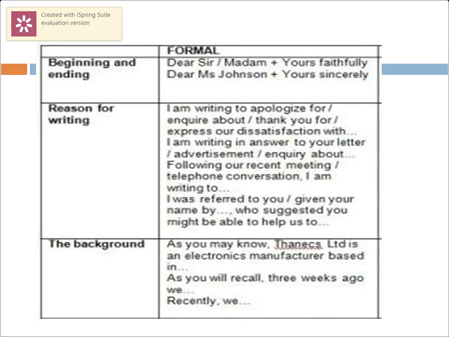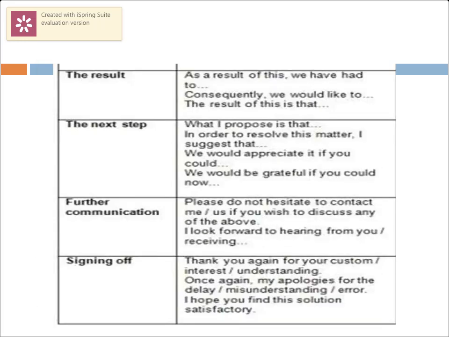And then in any formal letter, we give the background to the letter. So you can use phrases like as you may know, or as you will recall, or recently. Phrases such as these will help us to put in the background. Then we can also use other phrases like as a result of this, or consequently. And we can also talk about future steps like what I propose is, we would appreciate it if, we would be grateful if you could, in order to resolve this matter, we suggest or I suggest that, right?